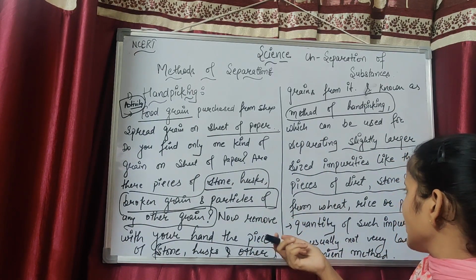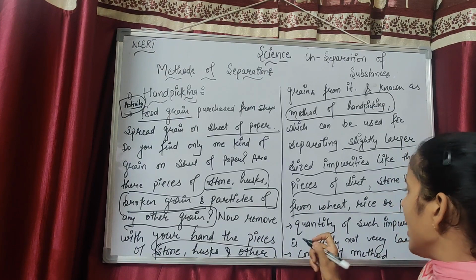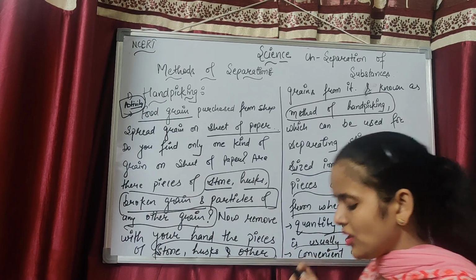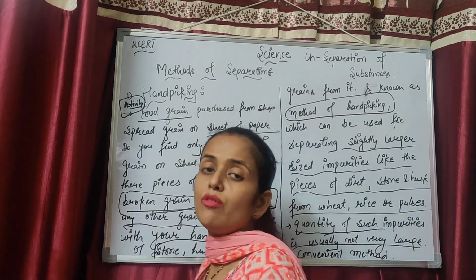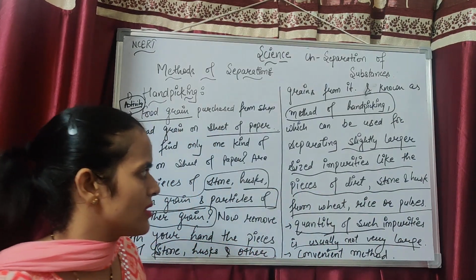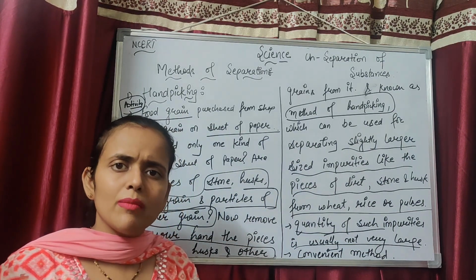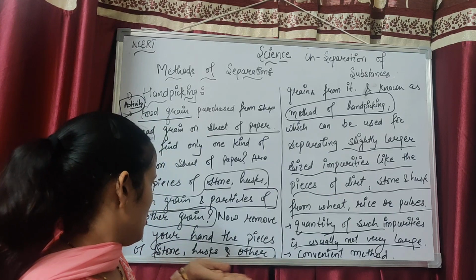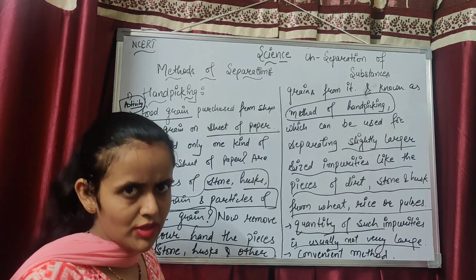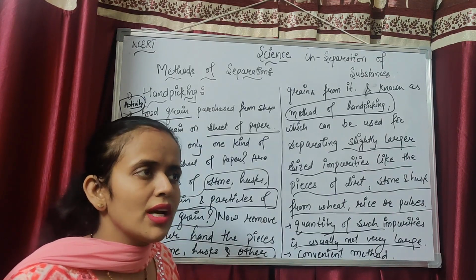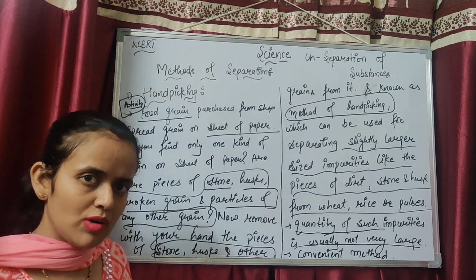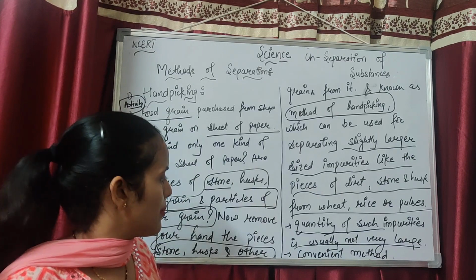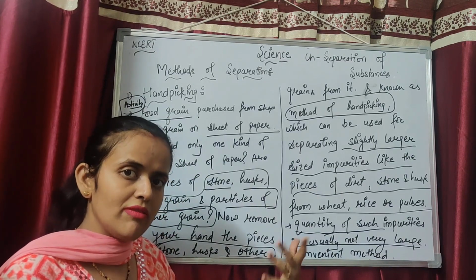So grain, wheat, rice or pulses, whatever you can say. And the quantity of such impurities is usually not very large. The quantity of these impurities in the food grains, rice or pulses is not very large. There is a little bit of stones, husk or other particles which are not wheat, rice or pulses. So they are not present in a very large amount. In short, the quantity of such impurities is not usually very large.